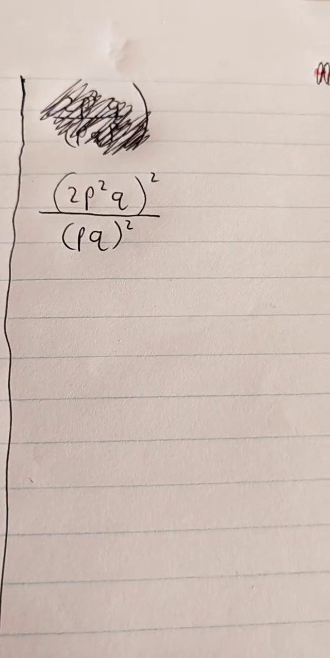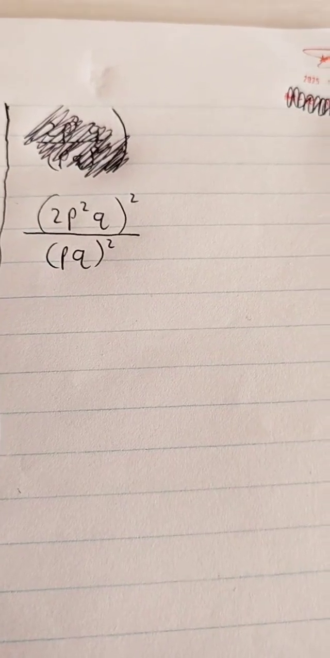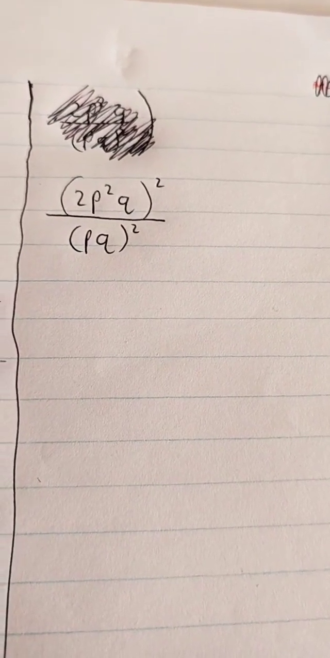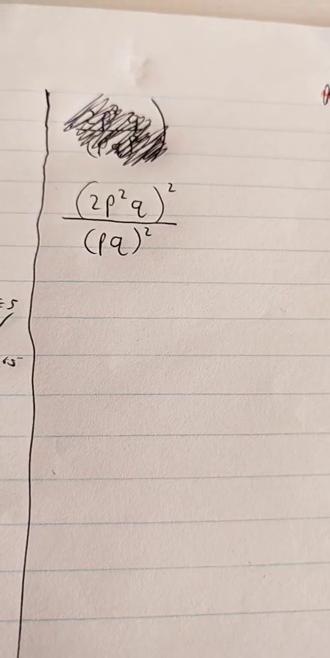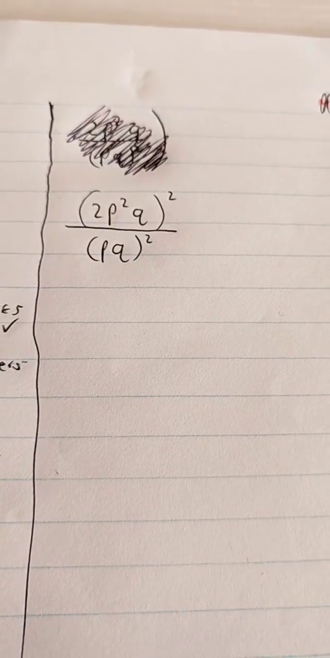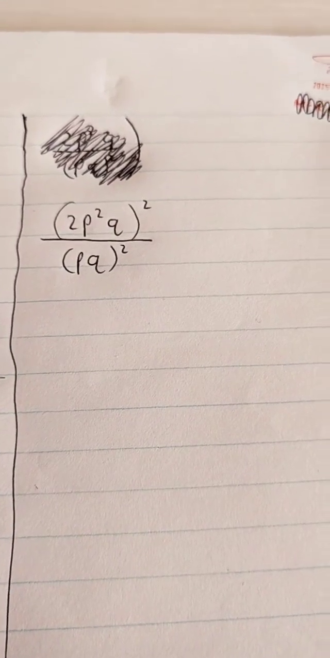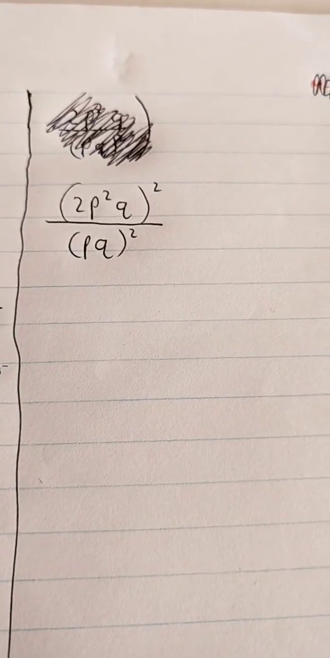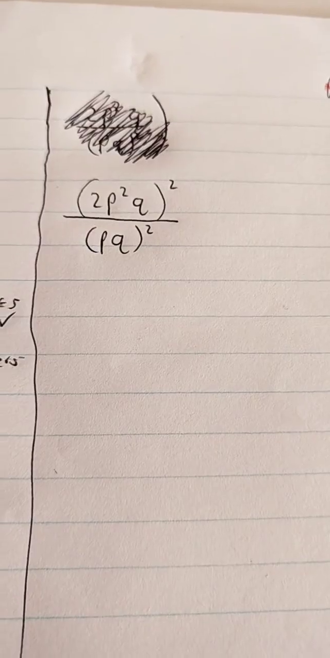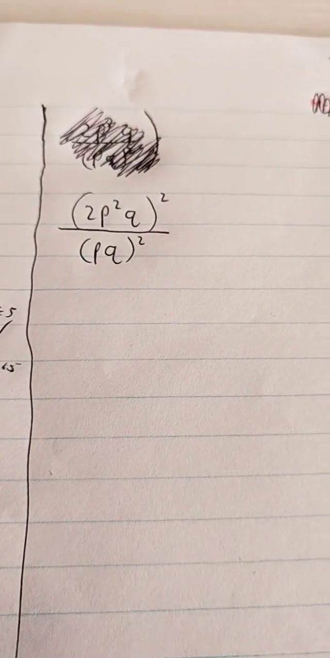Okay, 2p squared q, the whole thing to the power 2, over pq, the whole thing to the power 2. Yes, like I said, guys, if you are in grade 8, 9, 10, 11, 12, you are in the right place because these laws are very important for everyone. What is this? It's exponents. 2p squared q, the whole thing squared, over pq, the whole thing squared.